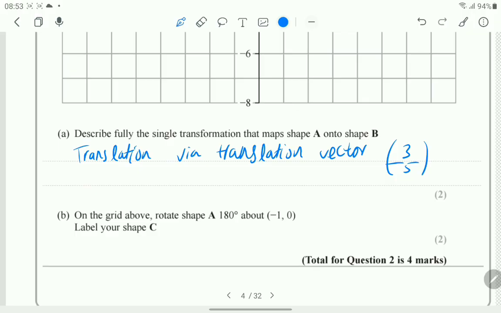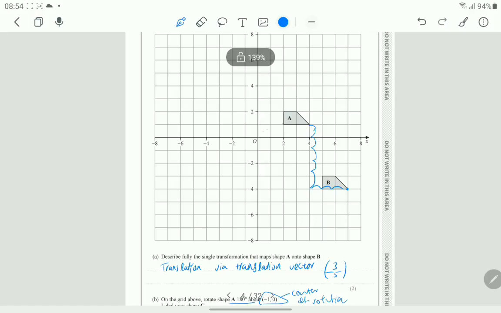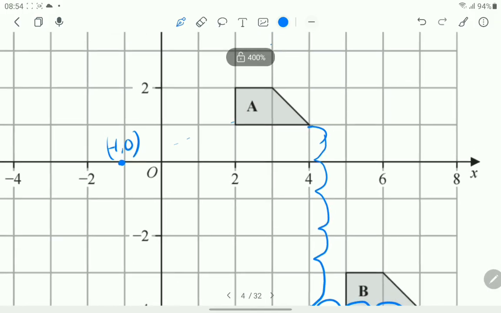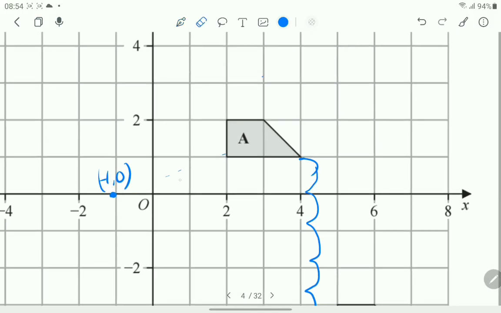2b asks us that on the grid above, rotate the shape 180 degrees about (-1, 0). Now this is our center of rotation. In order to solve these questions, what I do is I label the center of rotation on the graph. So this is my center of rotation, and in order to imagine what our shape rotated 180 degrees would look like, imagine that this is our normal shape, and rotating it 90 degrees would give me something like this, and rotating it 180 degrees would give me a shape like this.